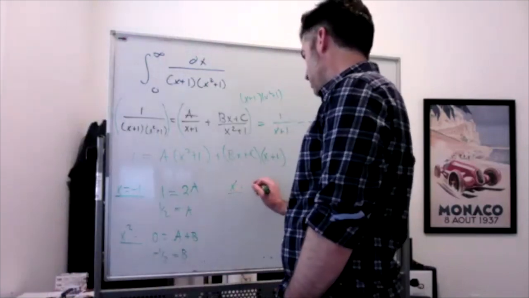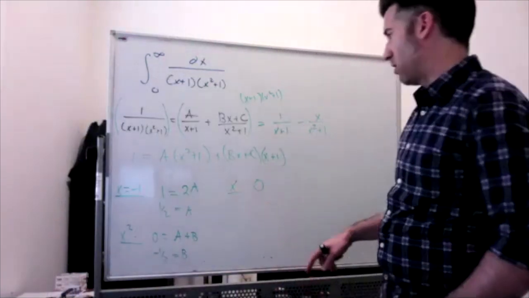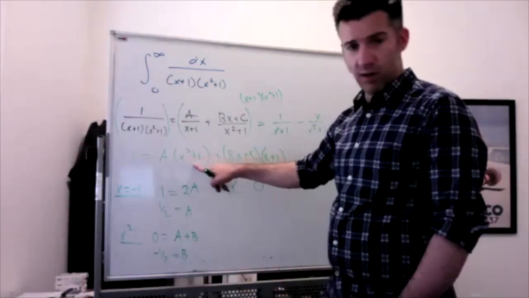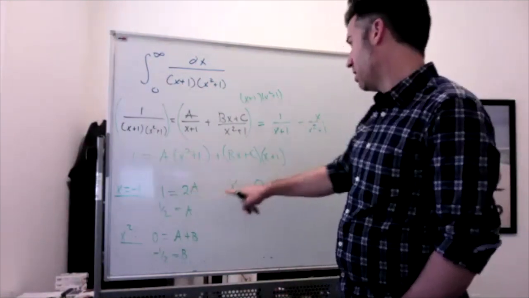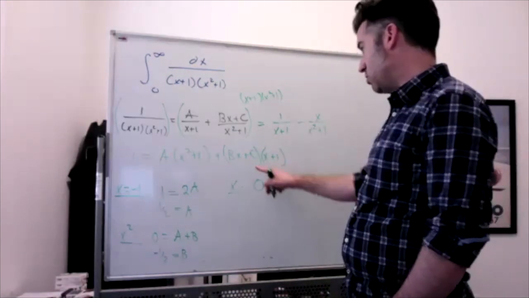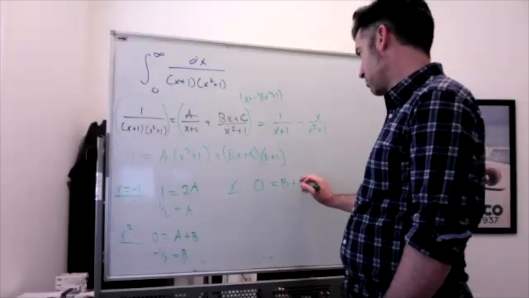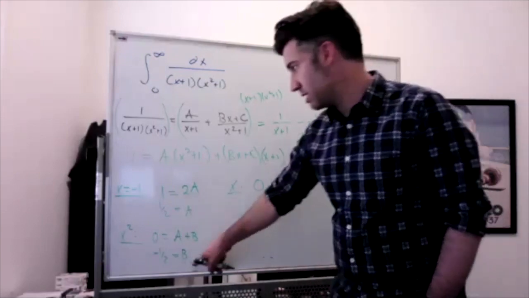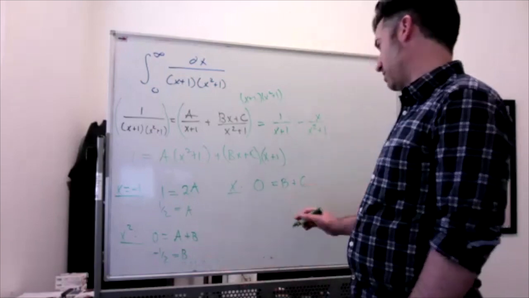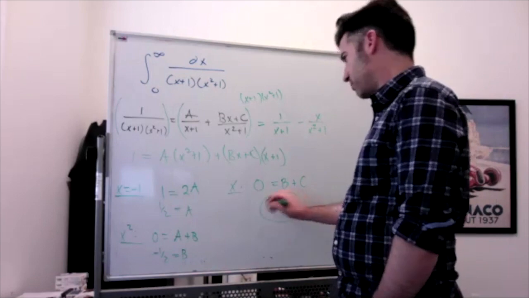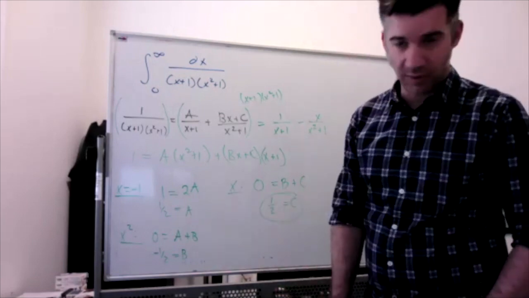And then for x, you have 0x on the left, and it looks like you have a 0x there, or no x is there. You do have a bx times 1, and you do have a cx. So 0 is equal to b plus c. Since b is negative 1/2, c has to be positive 1/2. Okay, that looks a little bit more right.